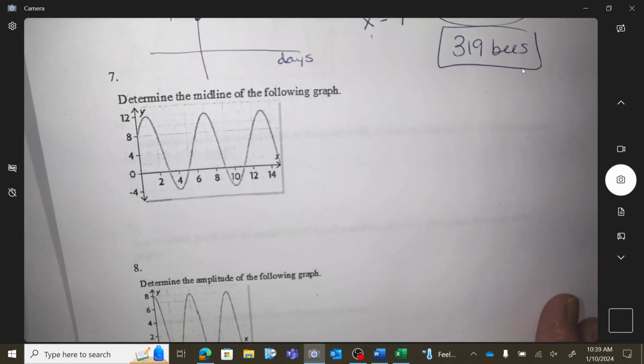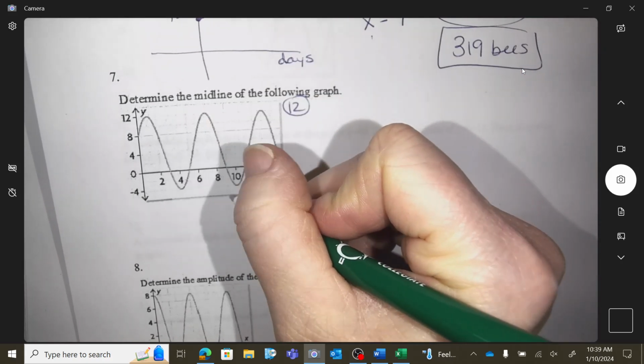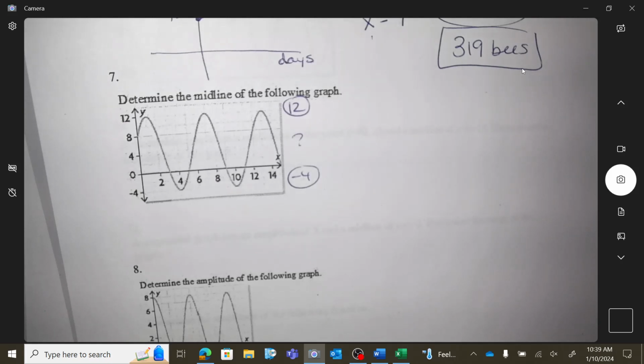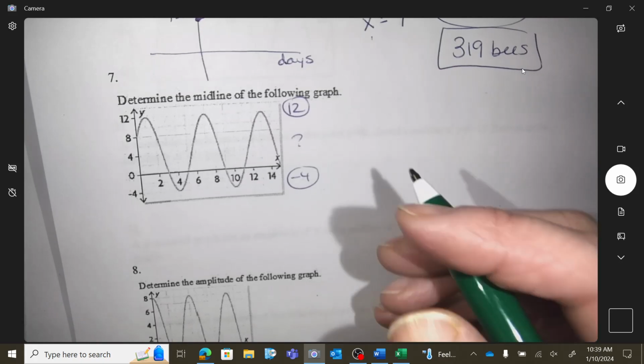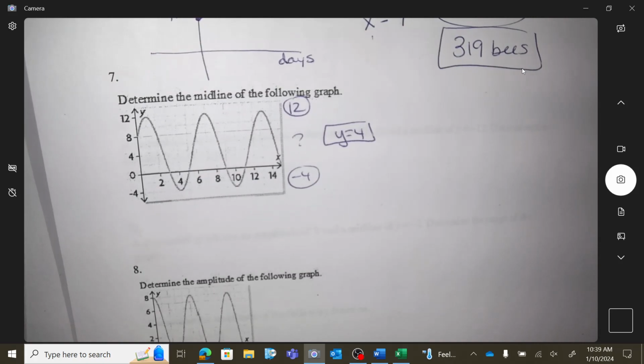Okay, determine the midline. So I kind of always say, well, 12 is the top, -4 is the bottom. That helps me figure out what is the midline. What would be halfway in there? 4. Y equals 4.